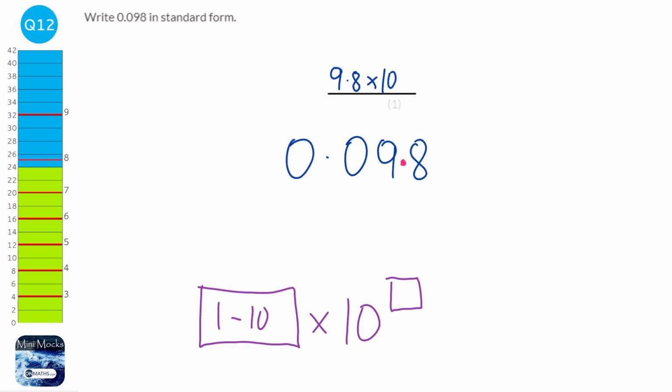Next, we've got to find out what the power is going to be. So first of all, if it's a number less than 1, which this is, it's a small number, it's going to be a negative power. And the next thing we do is work out how many jumps we had to do. So it would be 1, 2 jumps between where the decimal point was and where it is now. So 2 jumps means it's going to be to the power of -2.